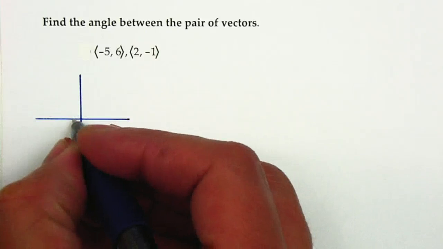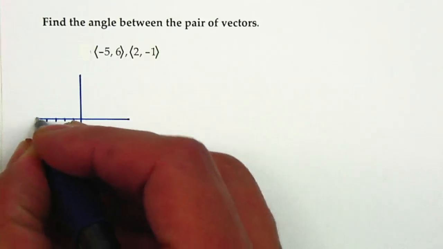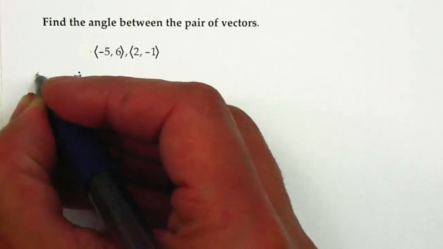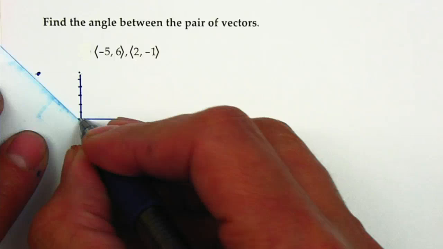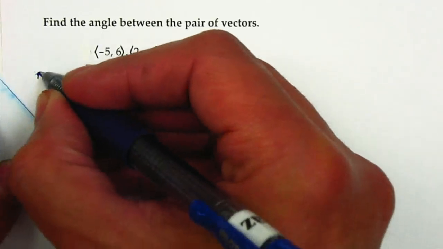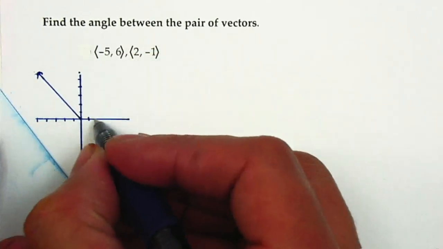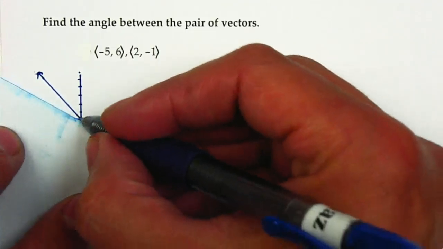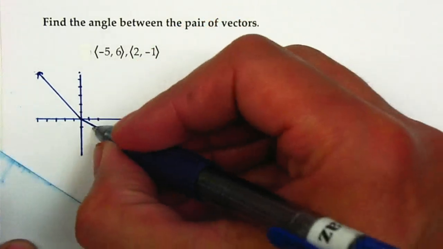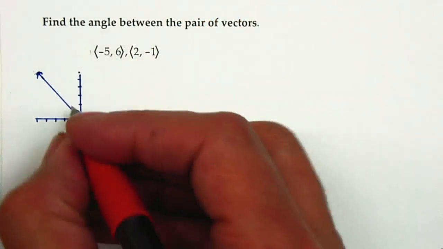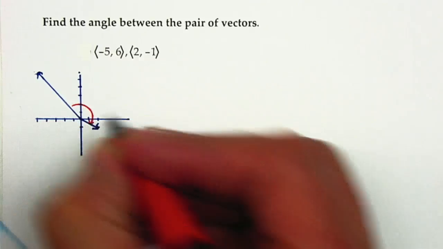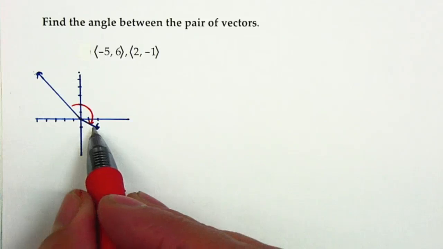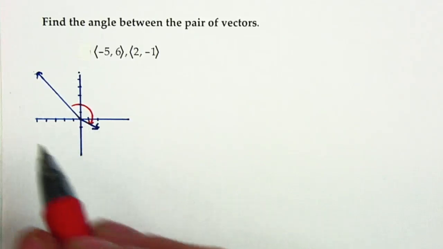And we have negative 5, 1, 2, 3, 4, 5, and up 6, 1, 2, 3, 4, 5, 6. That'll be your first vector. Positive 2 and negative 1. That'll be your second vector. They want you to find the angle in between. So notice that's more than 90 and less than 180. Probably a little closer to 180.